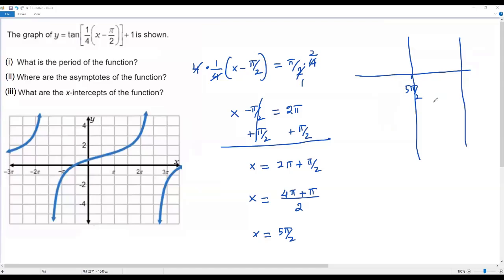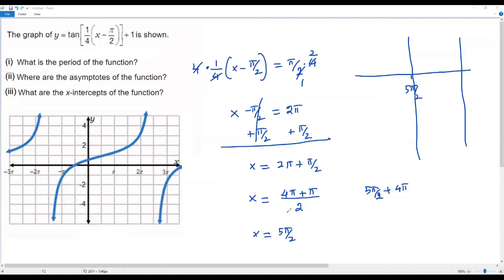To get the first asymptote to the left side of this, what I need to do is add 4 pi to this 5 pi over 2. Sorry, not pi, 4 pi. I have to add 4 pi to this 5 pi over 2 because we already got the period of this function, that is 4 pi. So we got the first vertical asymptote at x equals 5 pi over 2.